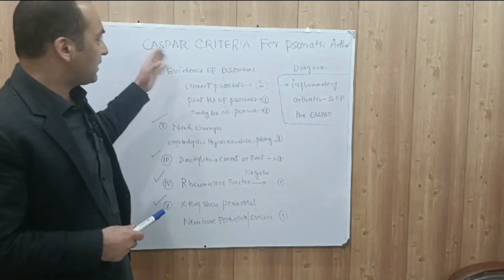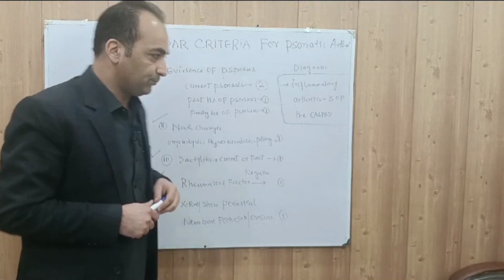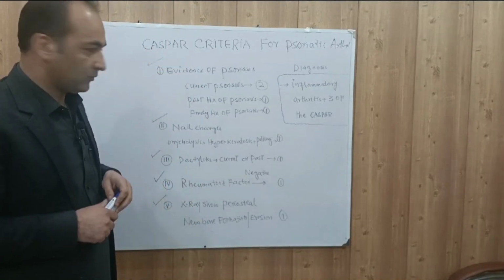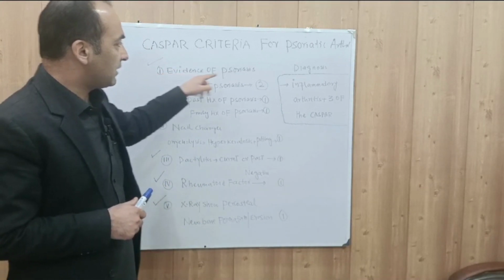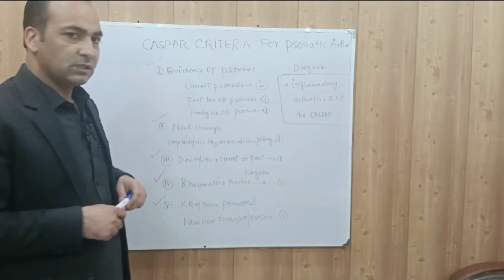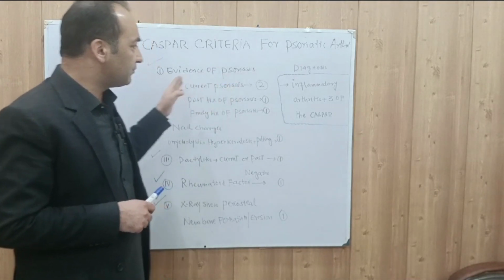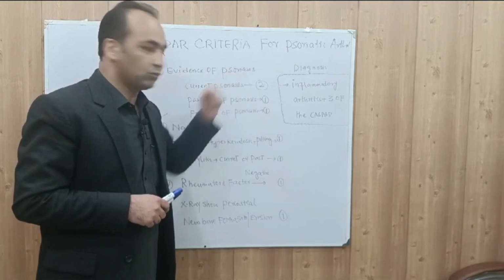Now for the diagnosis of psoriatic arthritis, the CASPAR criteria are used. The CASPAR criteria have 5 components. The first component is evidence of psoriasis, meaning whether current psoriasis is present or not. If current psoriasis is present, it gets 2 points.